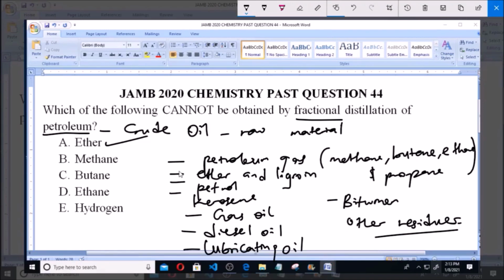Now, looking at what I've listed, you see that out of our options, option A, which says ether, is included. Methane is also included, butane is included, and ethane. Methane, butane, ethane fall under the petroleum gas. Then ether is also there. The only option which is not part of the resulting substances from the fractional distillation of petroleum is hydrogen gas. So E is the answer to this question. Hydrogen gas cannot be obtained from the fractional distillation of petroleum.